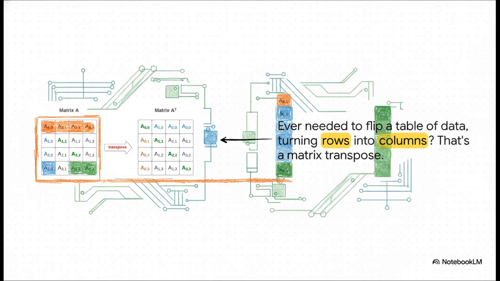So what you're seeing right here, that's the whole idea in a nutshell. It's a matrix transpose. Just look at how the elements in that first row of matrix A become the first column in its transpose. We're going to break down exactly how this visual trick works, from the basic concept right down to the actual code.